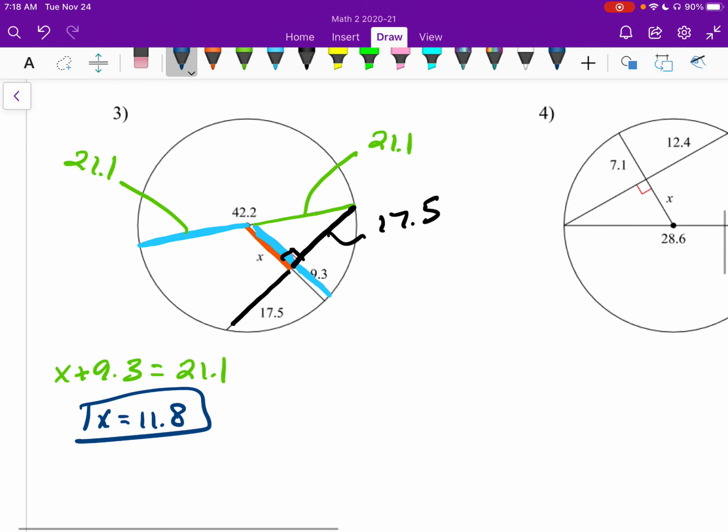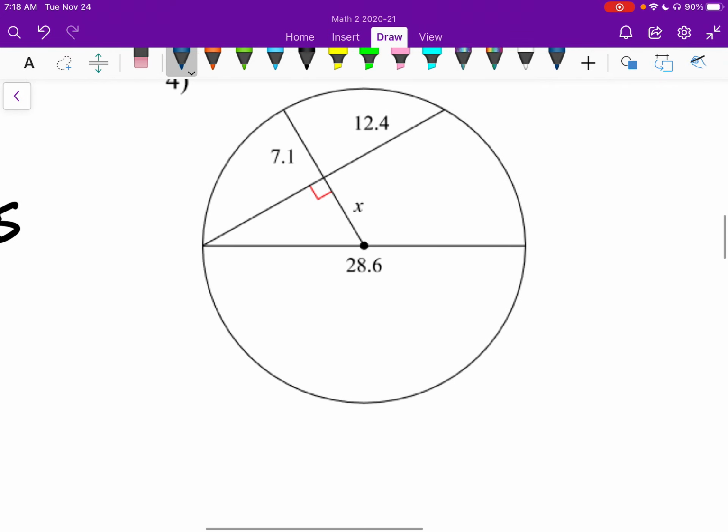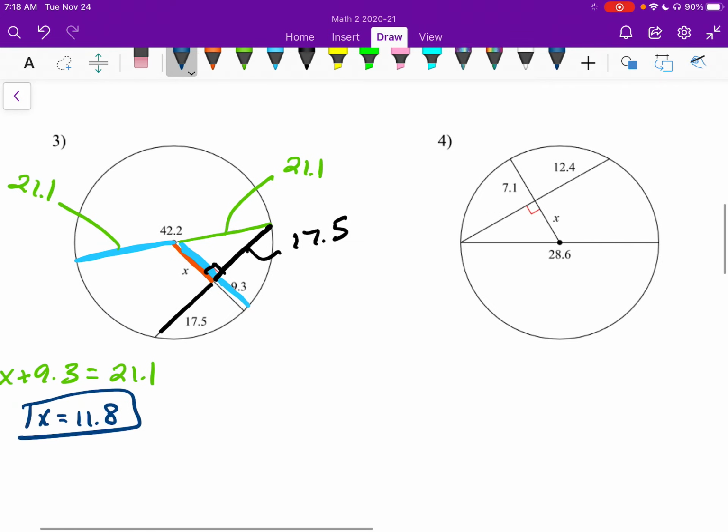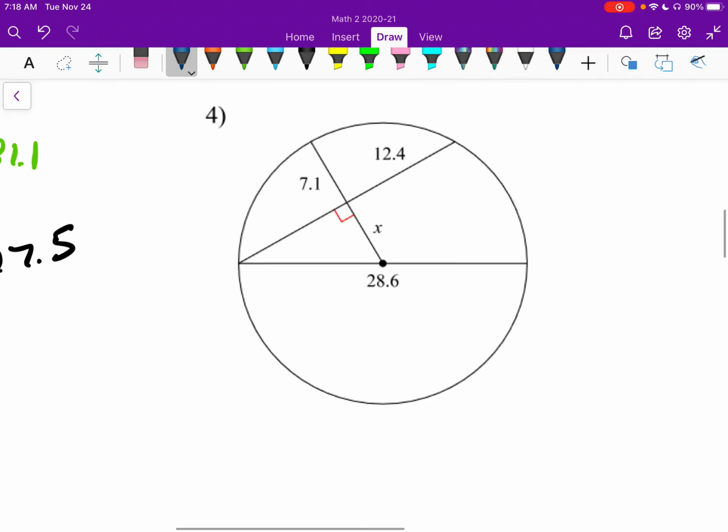Number 4. Again, same scenario, only it's kind of flipped over above. It's a little bit different. So again, we could say this piece right here is 12.4. This right here is, what is 28.6 divided by 2? That gives me 14.3. And then we have a leg there, and we could use the Pythagorean theorem.